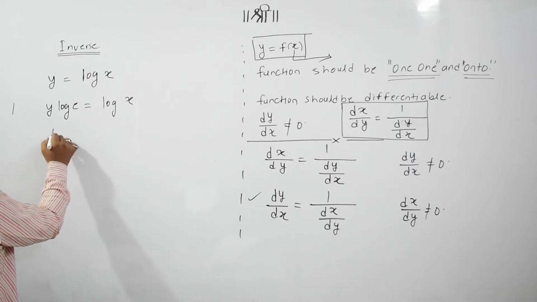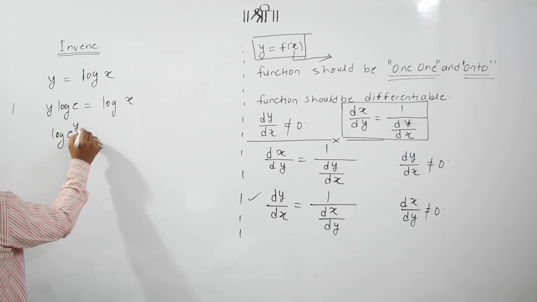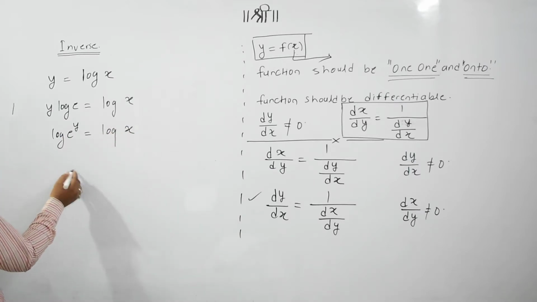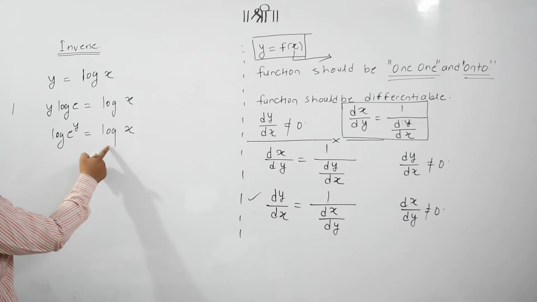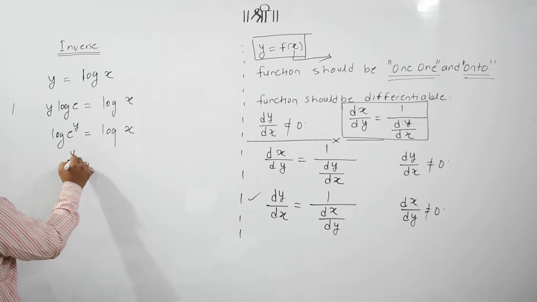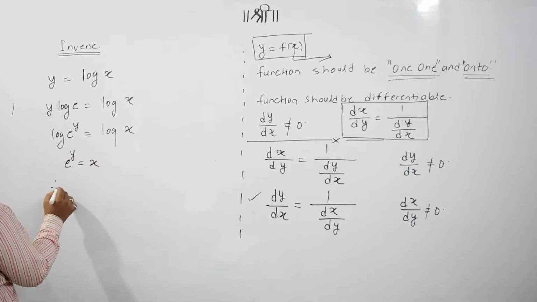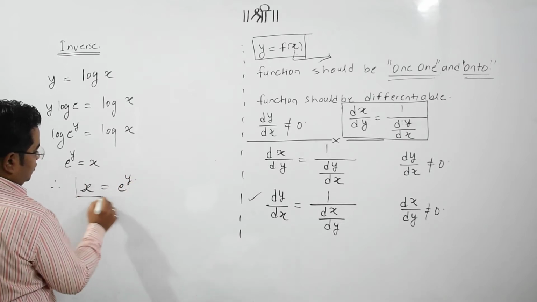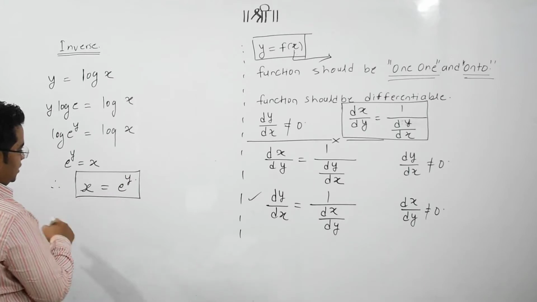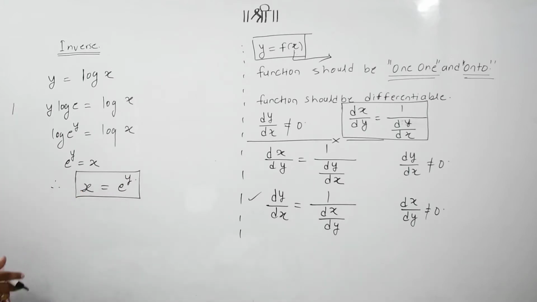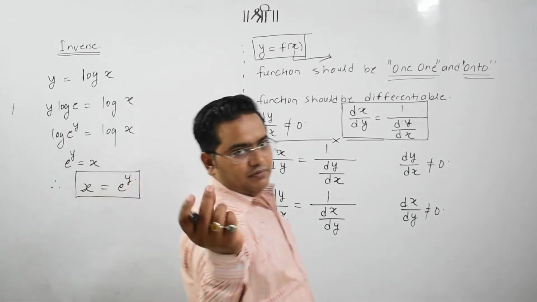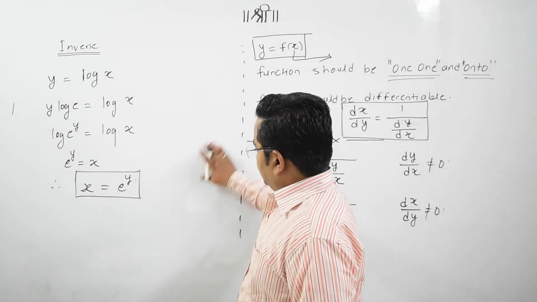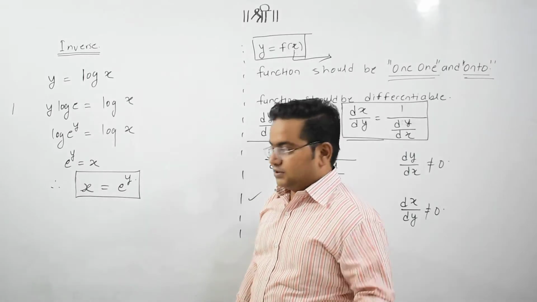Now next step is what? Log of e raised to y is equal to log of x. Now in the next step we can remove the log on both sides. Therefore e raised to y is equal to x. So common sense says that x is equal to e raised to y. Now most important thing, this is the inverse in terms of x. I am giving you a simple example of how we can find the operational inverse.